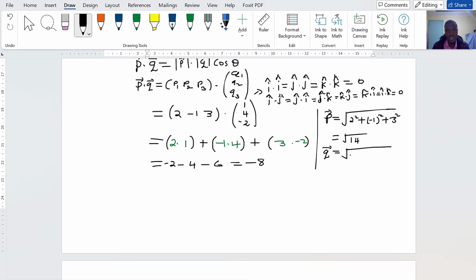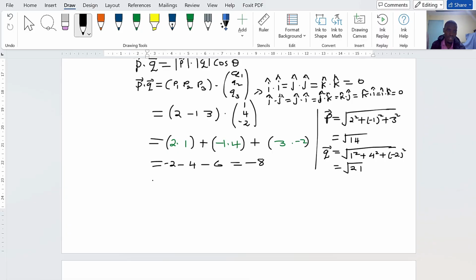Now for Q, the magnitude is the square root of x squared for Q, which is 1 squared, plus y squared for Q, which is 4 squared, plus z squared for Q, which is -2 squared. Again, 1 squared is 1, plus 16 is 17, plus 4 gives you 21. I hope I'm correct: 1 plus 16, 17, plus 4, 21.